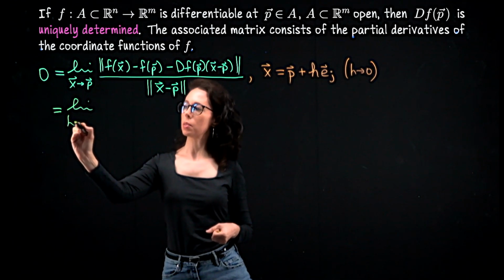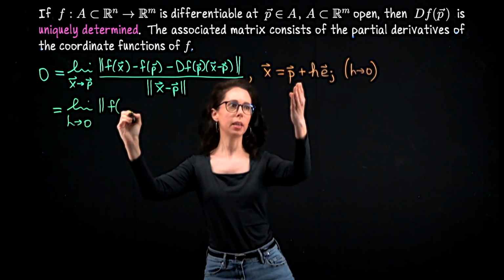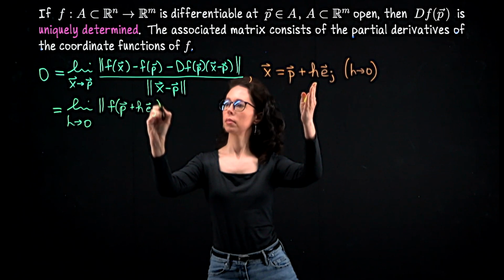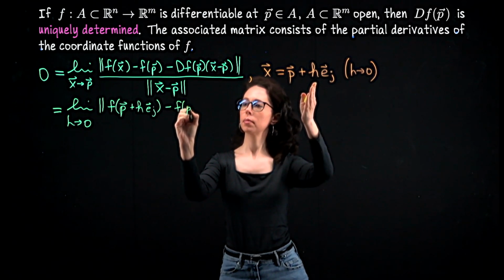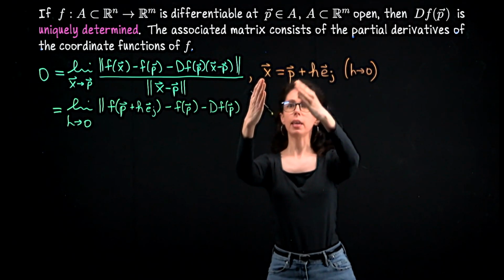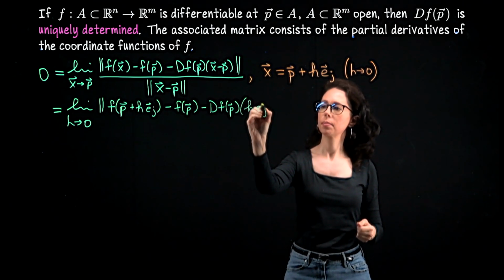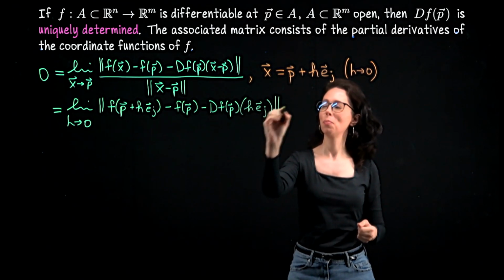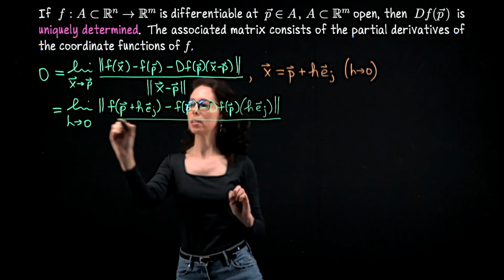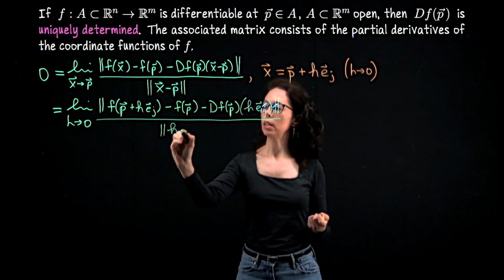Well, first thing that happens is this becomes the limit as h goes to 0. Then f of x becomes f of p plus h e_j minus just plain old f of p minus df of p acting on x minus p. If you bring this to the other side, that's equivalent to h e_j. There's probably something you'd like to do to that, but let's pause for just a moment. Keep going with the denominator. The norm of x minus p likewise becomes the norm of h e_j.